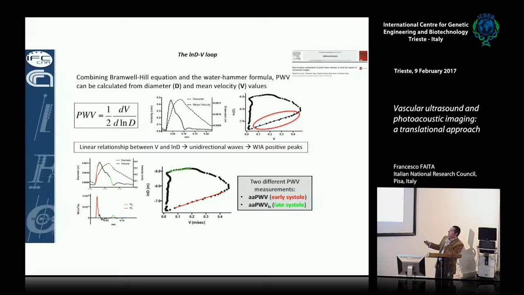is the early systole pulse wave velocity, another value of pulse wave velocity, which is the late systole pulse wave velocity. So this is important because, as Nick showed, we can have two different values of pulse wave velocity at different pressures, which is very important because from a physiological point of view, pulse wave velocity is pressure dependent.